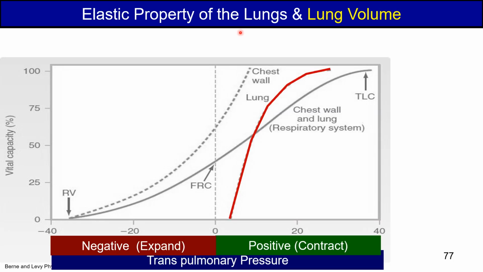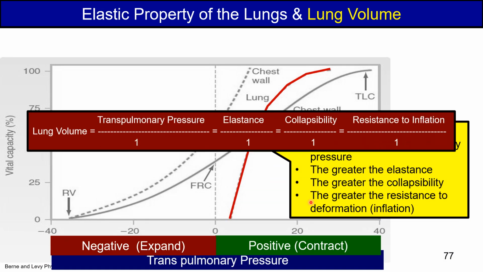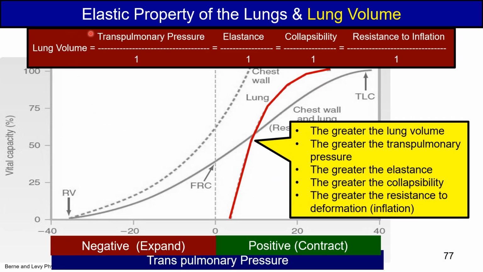Now let us try to analyze the relationship between the elastic property of the lungs and that of lung volume. So this is the elastic line of the lungs. As you can see, the greater the lung volume is, the greater is the transpulmonary pressure. The greater the transpulmonary pressure, the greater is the elastance, the greater is the collapsibility of the lung, and the greater is the resistance to deformation or inflation. So, putting it in another way, the greater the lung volume, the greater the transpulmonary pressure, the greater the elastance, the greater the collapsibility, the greater is the resistance to inflation.